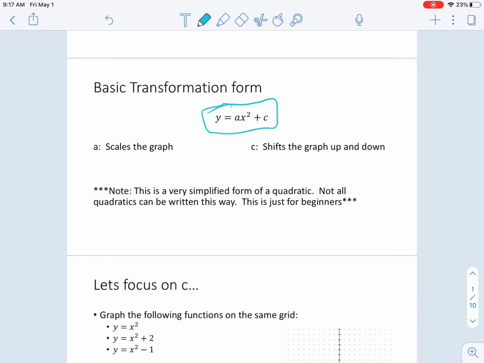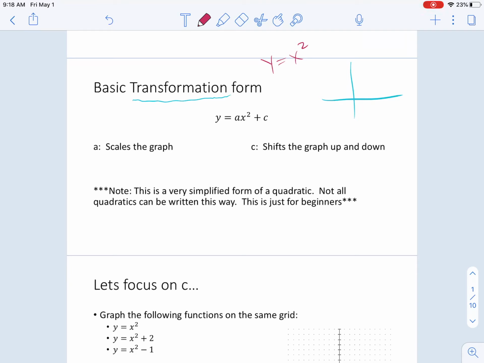Later in your math career, you'll learn about one more constant that can be thrown in here and how that affects the graph, but we're going to start off with a very basic form of y equals ax squared plus c, so we can focus on two of the very common transformations that you can see. So just to define what a transformation is: we take what's called a parent graph, which is the most basic graph possible for whatever family you're in. We're dealing with quadratics, and the most basic quadratic possible is just y equals x squared.